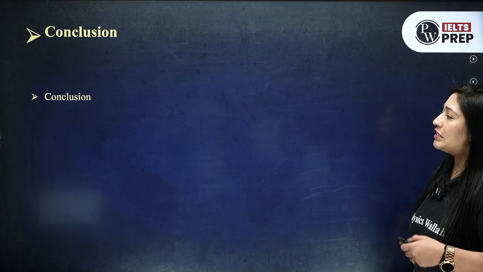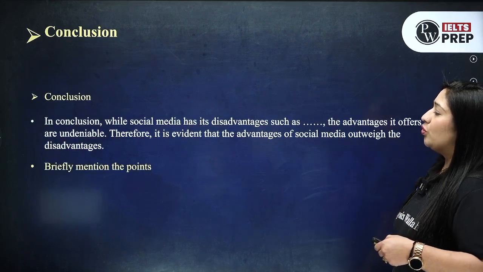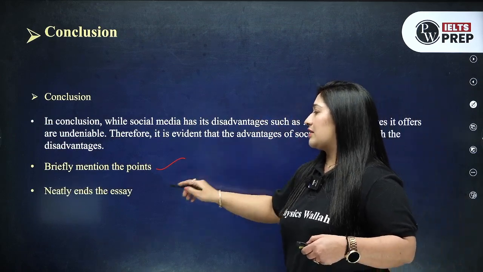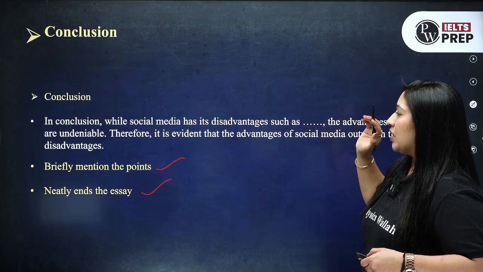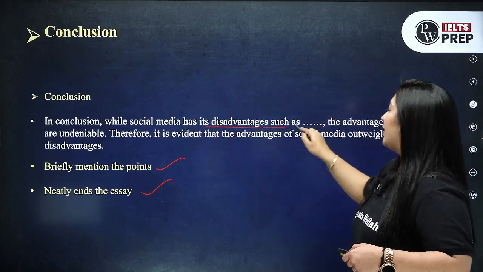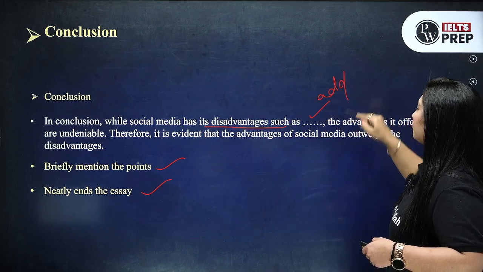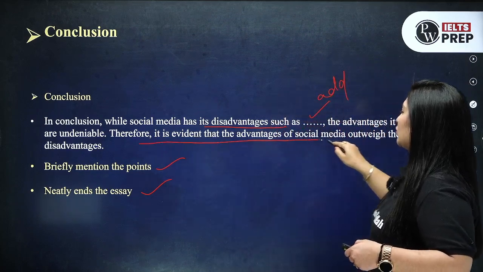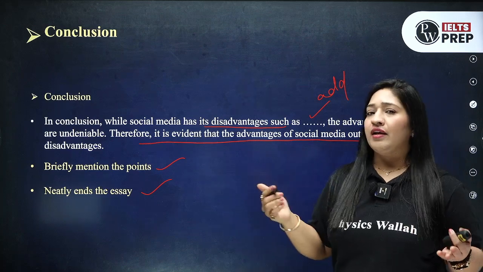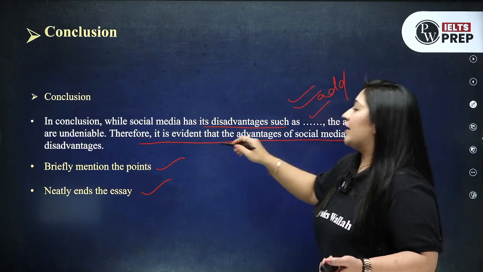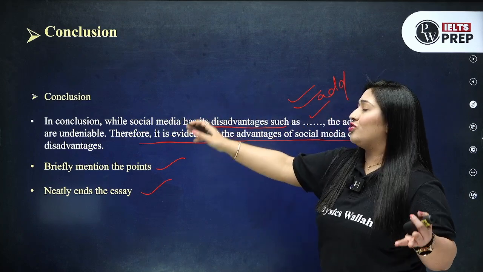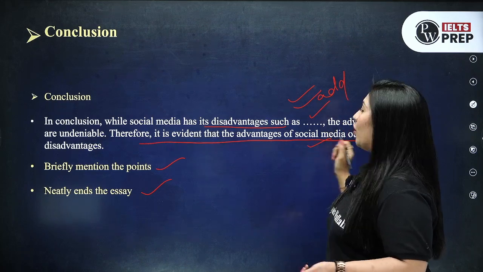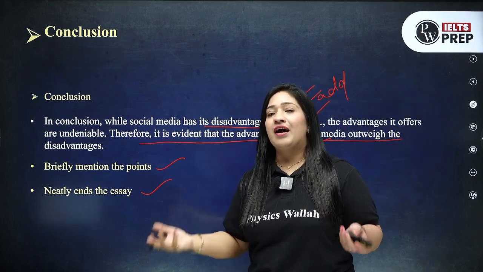Last but not the least is your conclusion, where you have to briefly mention all the points that you have discussed, and you have to neatly finish the essay. So to conclude, I would say, while social media has disadvantages such as, add the disadvantages here, the advantages it offers are undeniable. Therefore, it is evident that the advantages of social media outweigh the disadvantages. So we agree. Here also I'm saying कि yeah, disadvantages हैं, लेकिन जो advantages वो हमें देते हैं, disadvantages तो हैं ही, लेकिन जो advantages देते हैं somehow वो ज़्यादा है disadvantages से. So इसीलिए I believe that the advantages of social media outweigh the disadvantages.